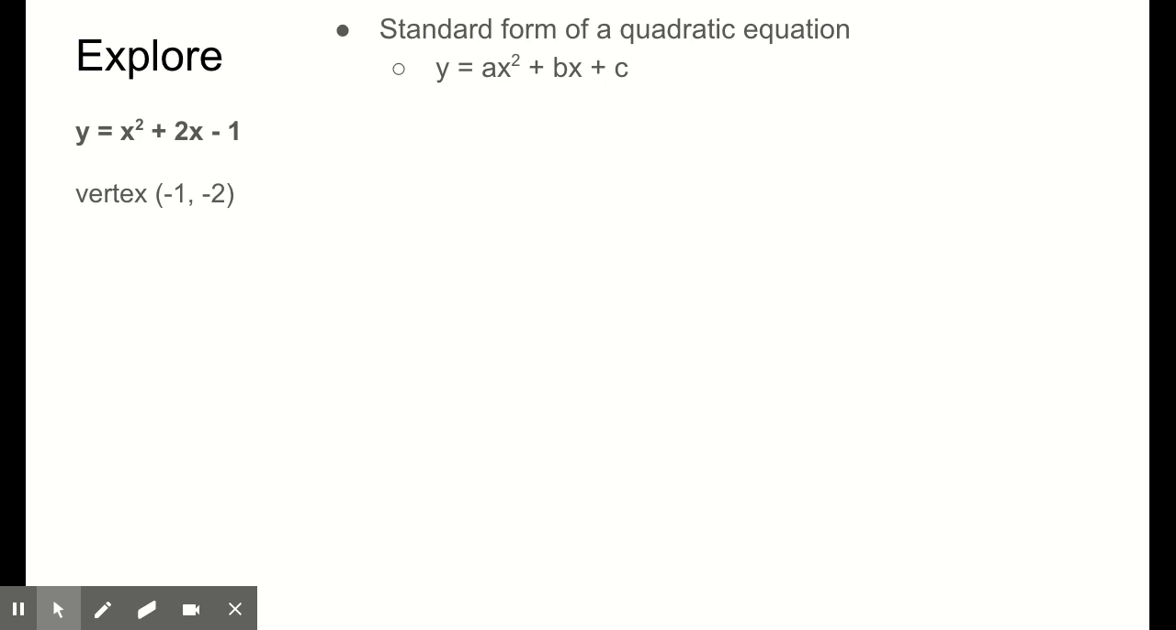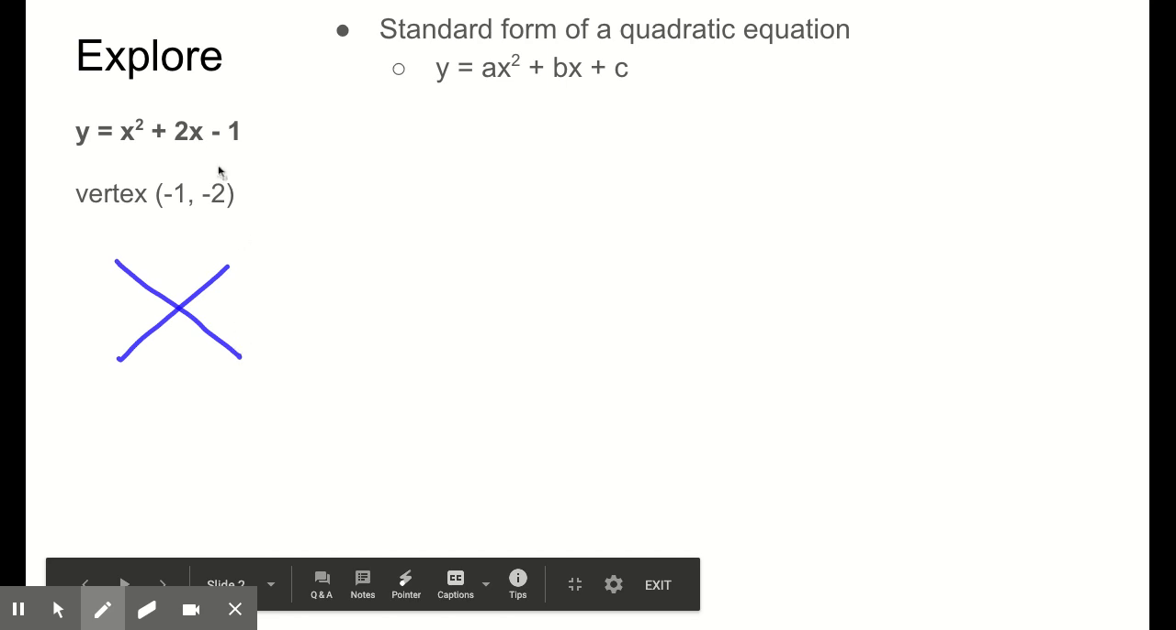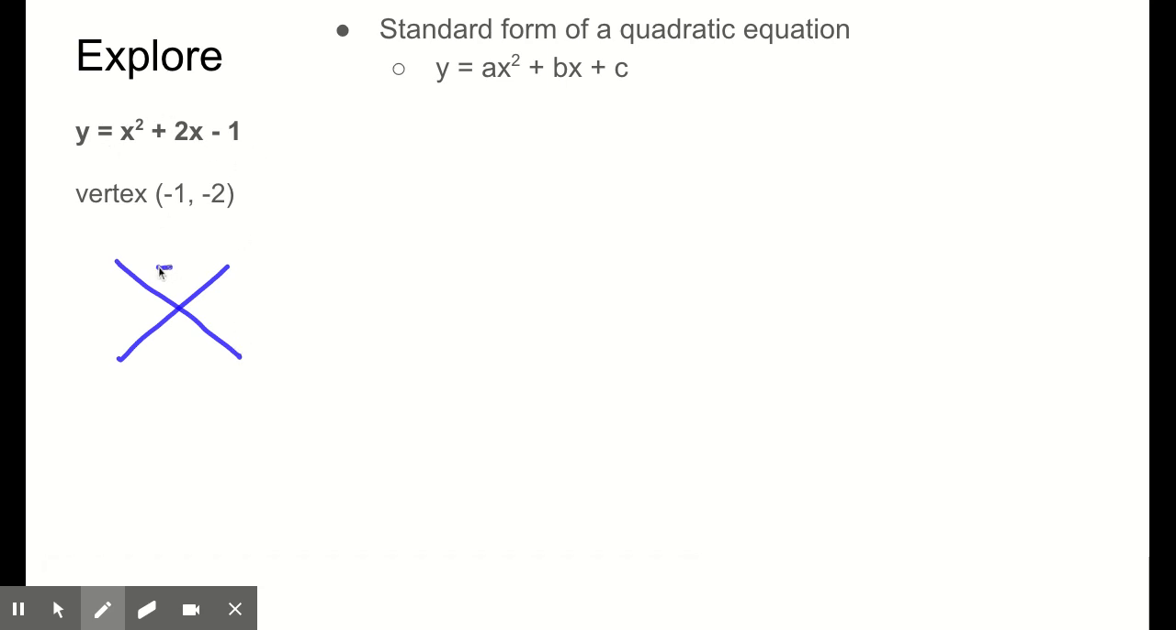Now, we have seen solving using factoring. And so if y were equal to 0, we would be looking for those x-intercepts. And so if we were to try to solve this by factoring, if we multiply a times c, that would give us a negative 1. Our b value is a positive 2. Remember, your a value is the invisible number in front of the x squared. So there would be an invisible 1 here. We only plug numbers into the x.